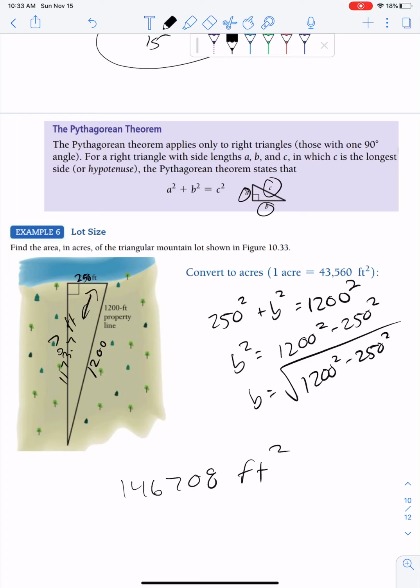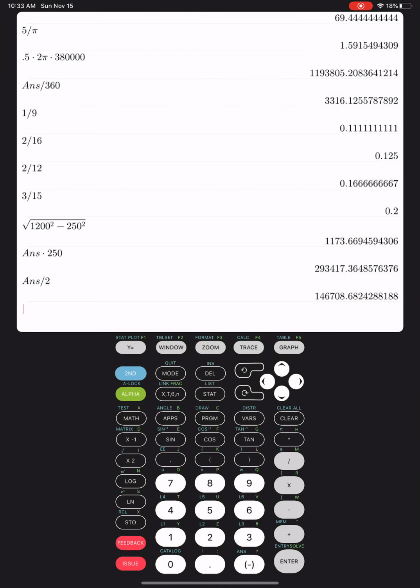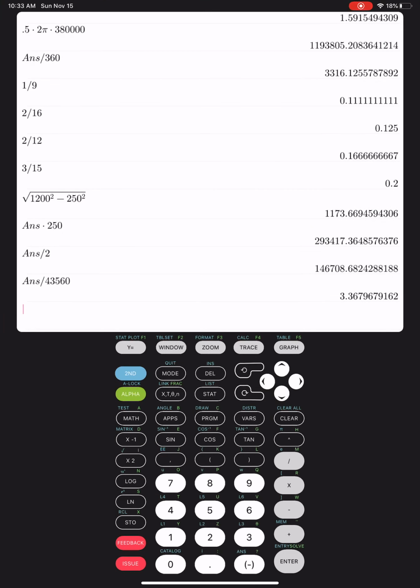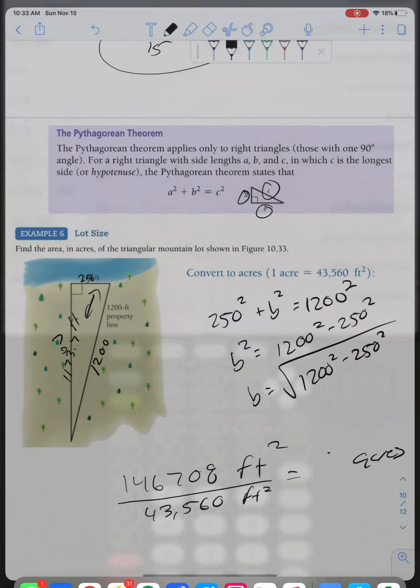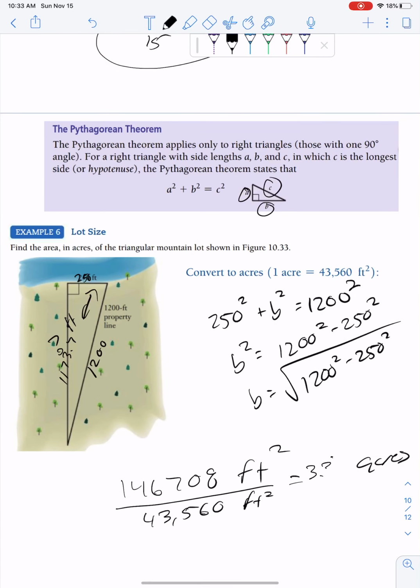But it wants me to convert to acres. And 1 acre equals 43,560 feet squared. So let's divide that by 43,560. And that's going to give me how many acres? 146708 divided by 43,560 is 3.367. So 3.367 acres would be my final answer.